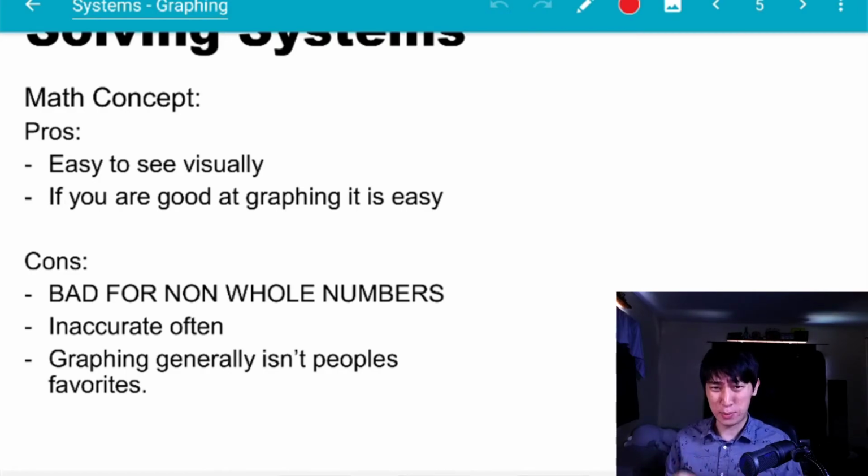If it didn't line up so nicely on that overlapping spot, then that wouldn't have been a really easy thing to do. We would have had to guess it, and if we're guessing, that's not our actual solution. So that's why it's bad for non-whole numbers. It's often inaccurate because, as you can see, I'm really bad at drawing lines. If that point hadn't just so happened to overlap for both, just because I drew the lines unevenly, that could have changed the answer as well.